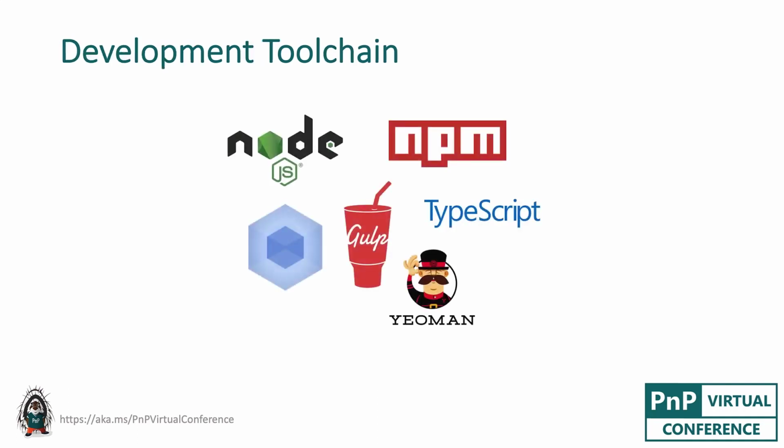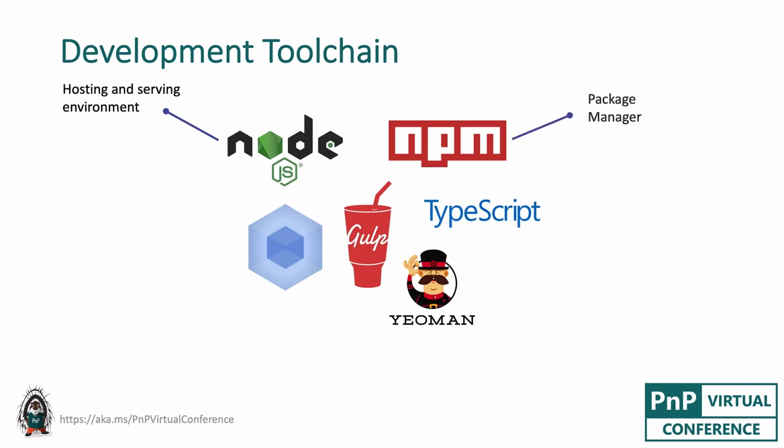And let's talk about the development toolchain. So as I mentioned, all the tools are web development tools, but they're pretty similar to what we had in the .NET world, and I'll show you that in a moment. So the first tool is Node.js. It's a hosting and serving environment for JavaScript projects, and it's pretty similar to IIS Express in the .NET world.